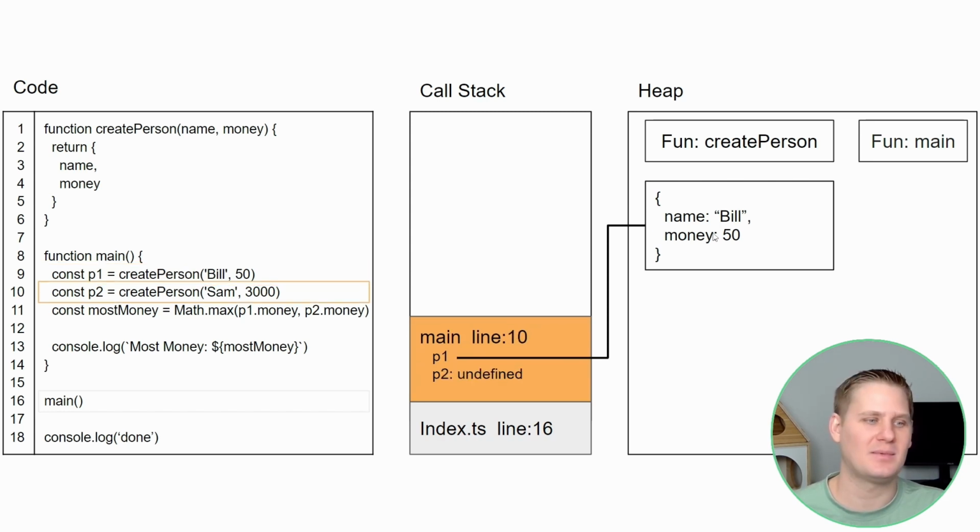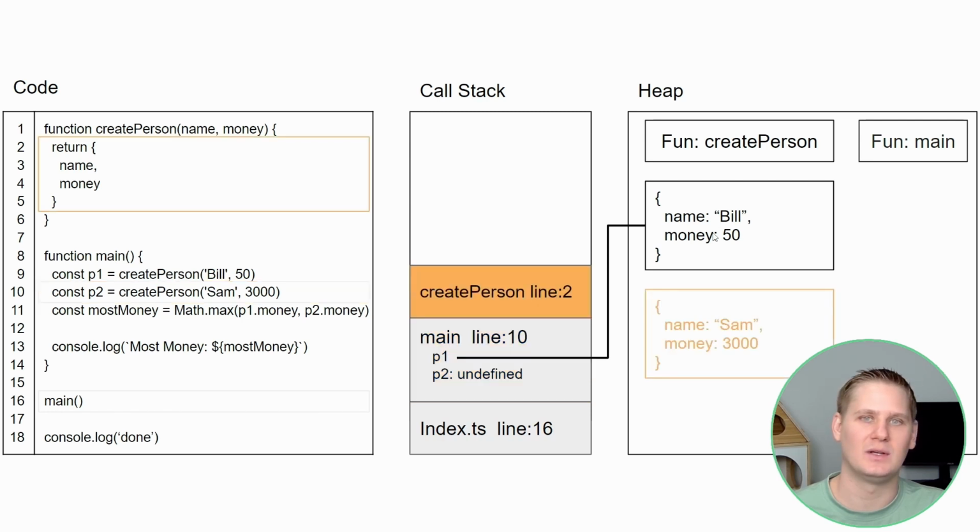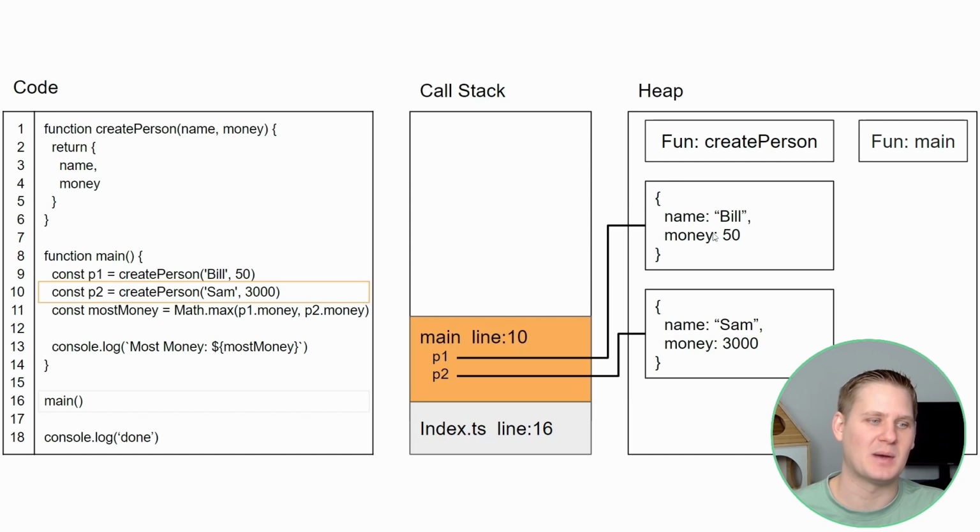Next, we do the same thing with p2. We create a person. That person object gets created. It returns back to this main function. And p2 now references this second person object.